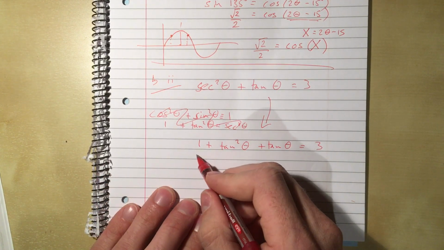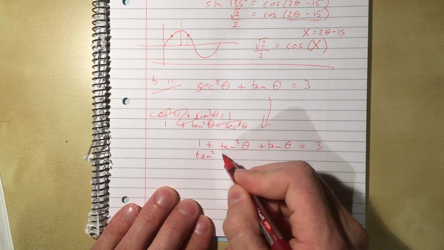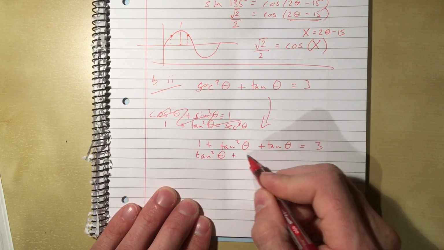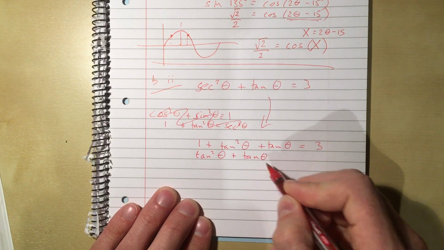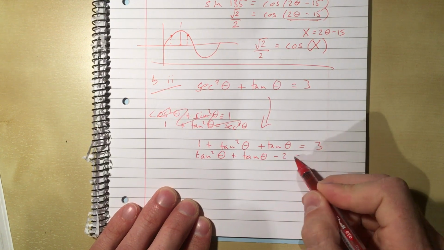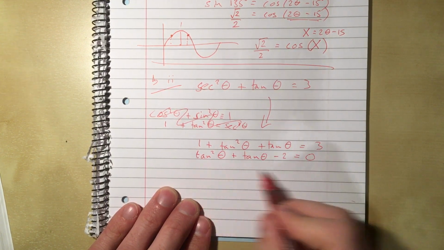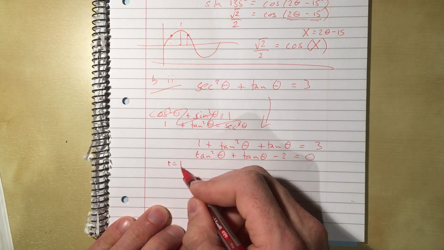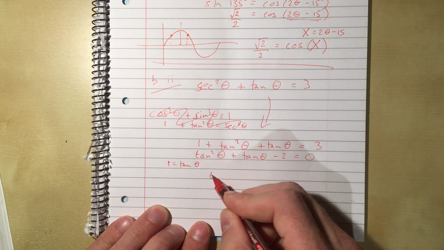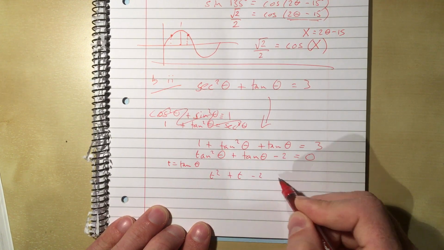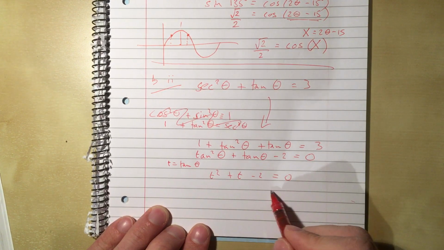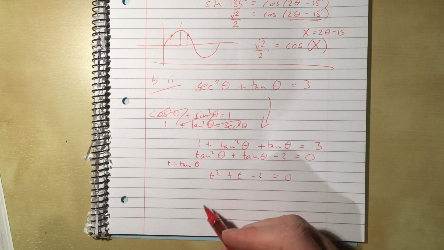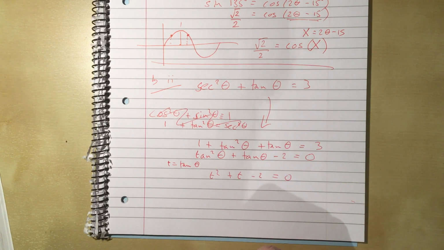And now I could legitimately stop here because we're into a year 12 question. I'll just go a little bit further. So that's minus 2 equals 0. This is a quadratic in tan theta. So I'm going to write t equals tan theta. This is t squared plus t minus 2 equals 0. I'm going to solve that for tan theta, and then back into that year 12 technique.